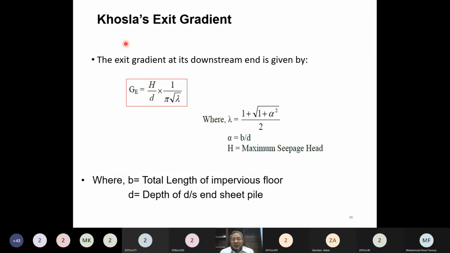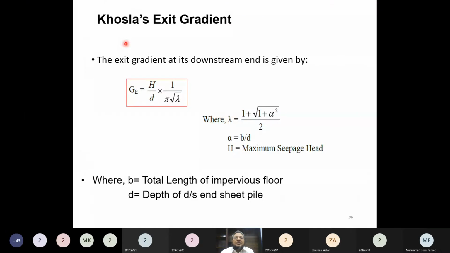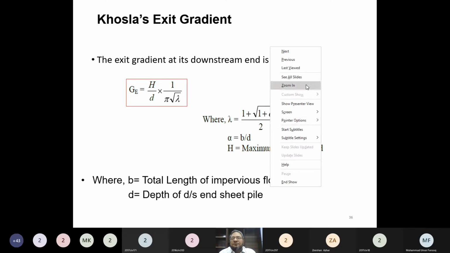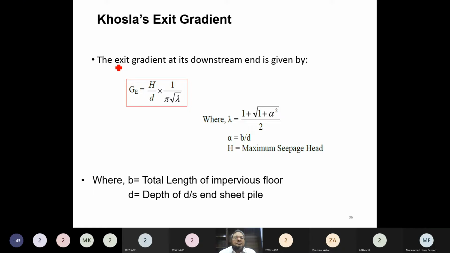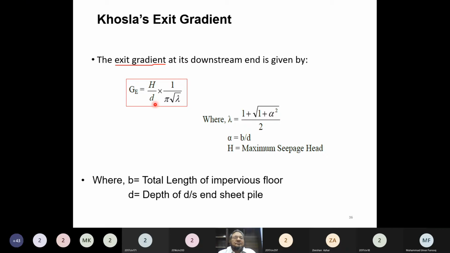Now, what is the solution given by Khosla for undermining or piping? This was the solution for the uplift pressures, how much the uplift pressures are. Khosla says to compute the exit gradient, and this is the equation given by Khosla to compute it. How can we compute the exit gradient? That is H over D into 1 over pi under root of lambda.